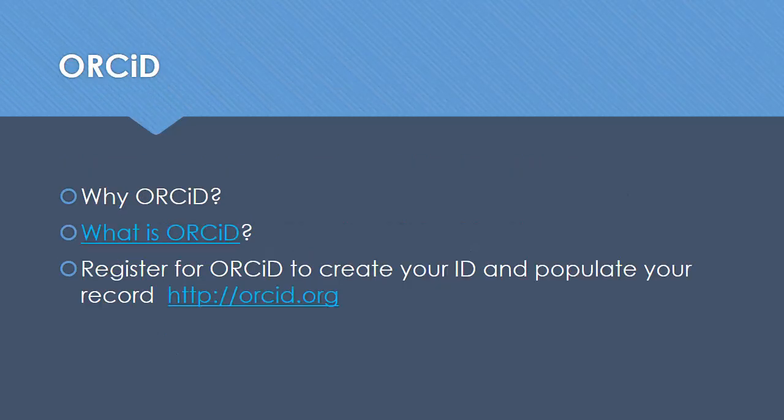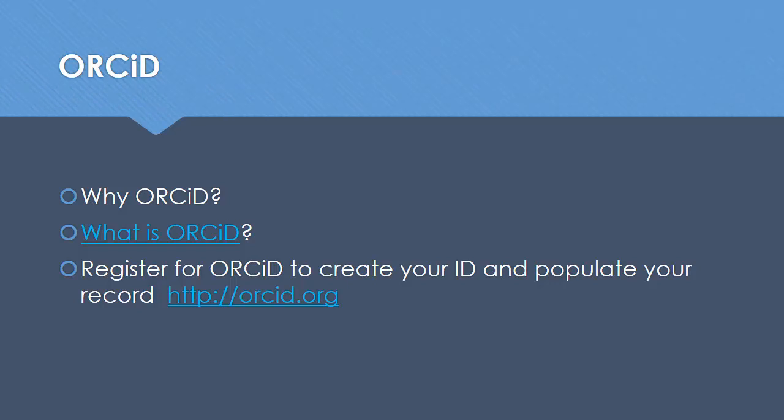ORCID stands for Open Researcher and Contributor ID. You do not need to call it ORCID ID since that's redundant. ID is part of the acronym. And it provides a registry of unique persistent identifiers.